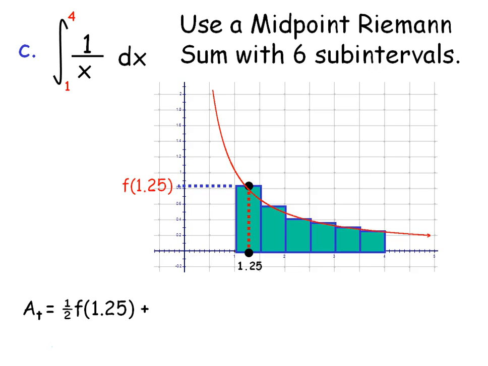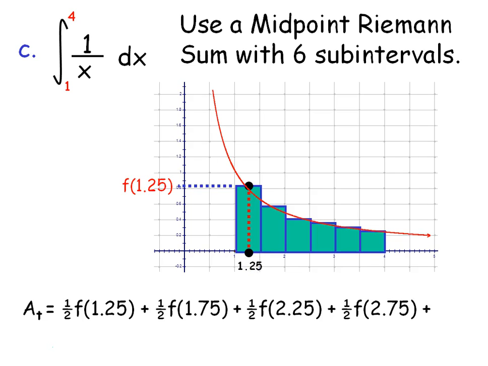So the area of the first rectangle here will be 1/2, that is the base, times the function at 1.25. Plus, the area of the second rectangle would be 1/2 times the function at 1.75. The area of the third rectangle is 1/2 times the function at 2.25, plus 1/2 times the function at 2.75, plus 1/2 times the function at 3.25, plus 1/2 times the function at 3.75. So you're just adding 0.5 each time to get the midpoint, where the function touches the midpoint of the next rectangle.